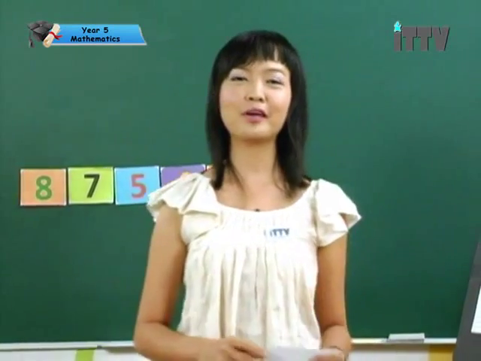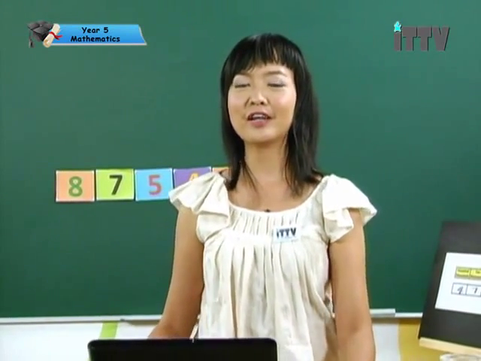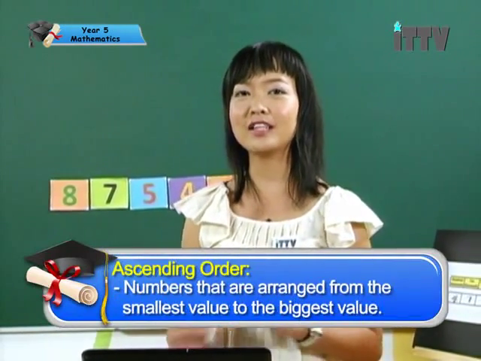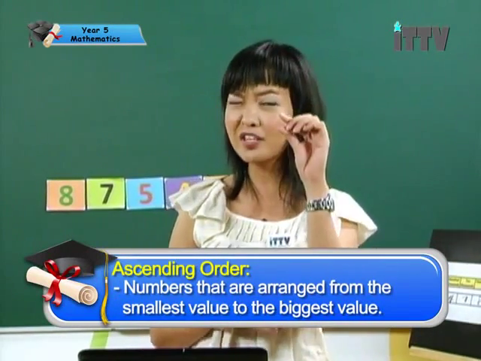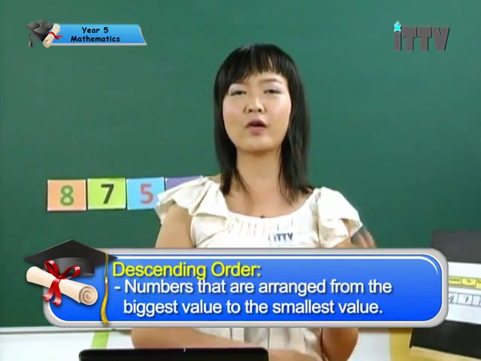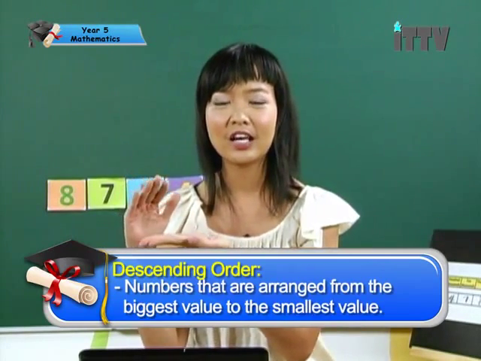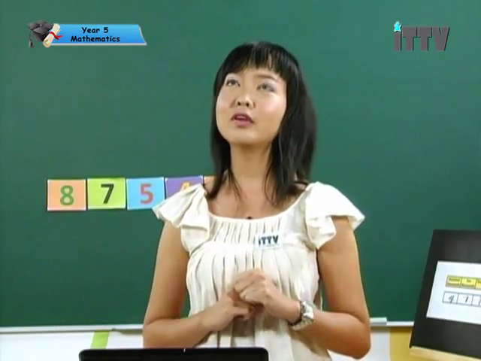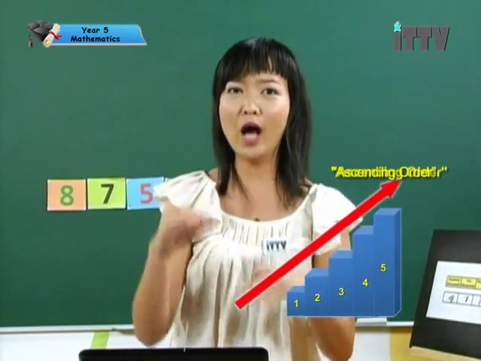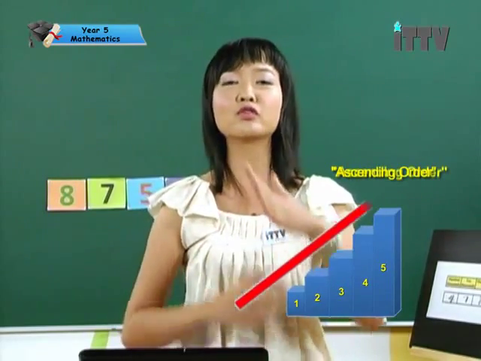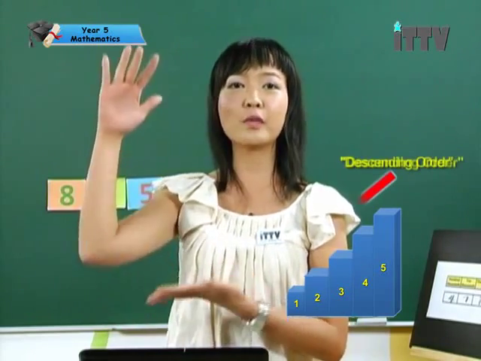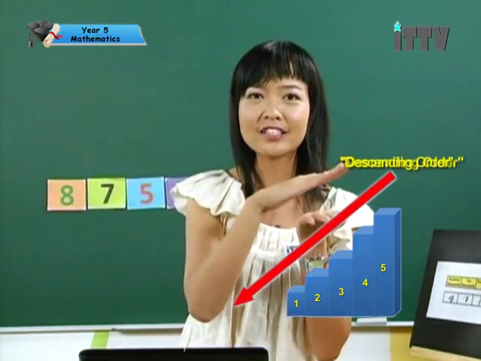Now, when you know which number is smaller and which number is bigger, you can arrange them in ascending or descending order. Now, ascending means numbers that are arranged from the smallest to the biggest. Descending would mean the other way around. The numbers are arranged from the biggest to the smallest. Here's how you can remember them. Remember ascending as going up a flight of staircase. As you climb up one step after another, the numbers go bigger and bigger. Descending would be the other way around, from the bigger ones to the smaller ones.